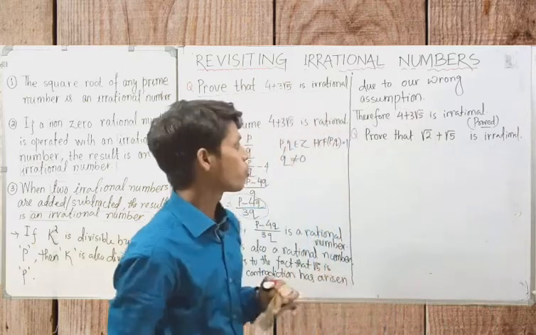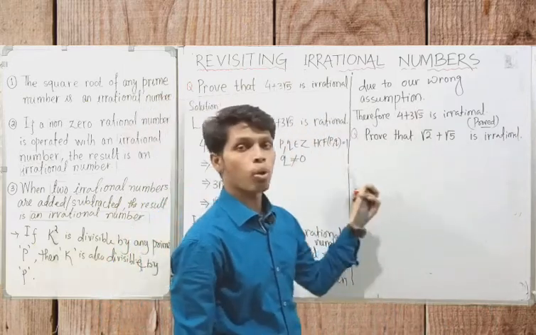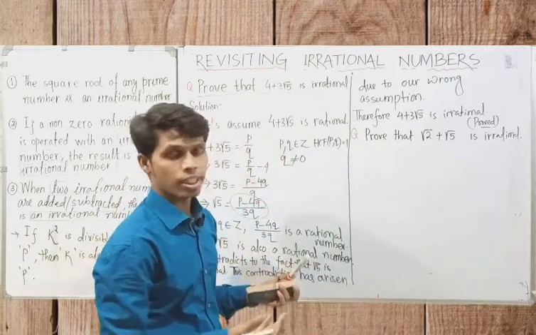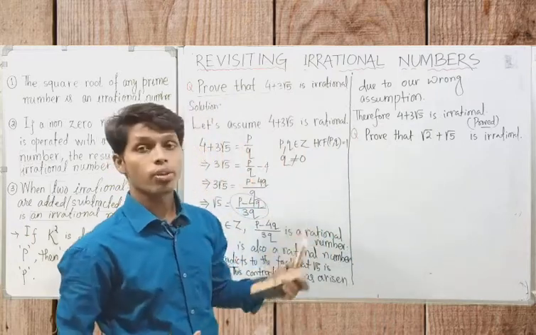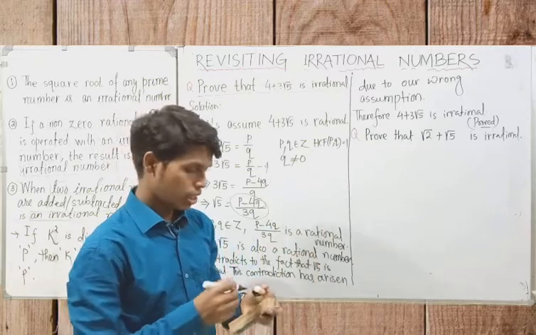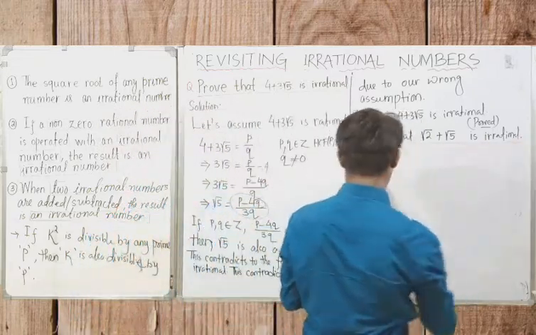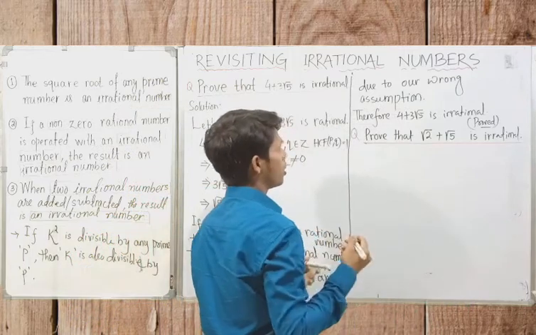Okay, so here we need to prove root 2 plus root 5. Both are irrational numbers, and we are adding those two. We can also subtract them. Then the result we will get will be irrational. That's what we need to prove. So how to prove that? This is also very simple.